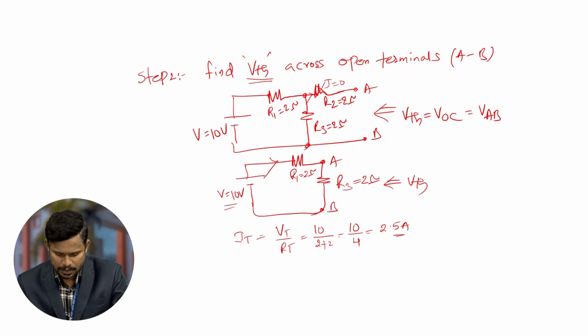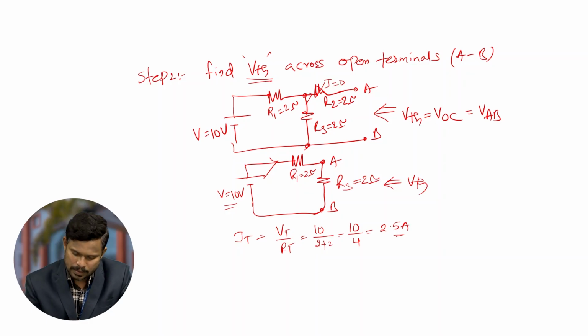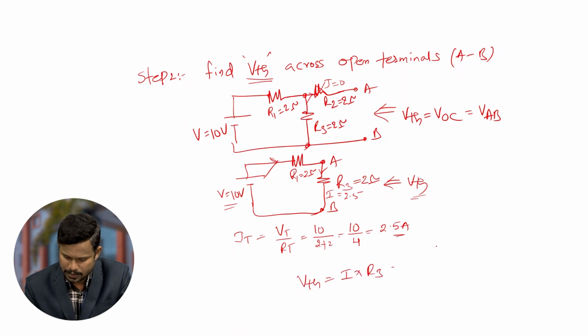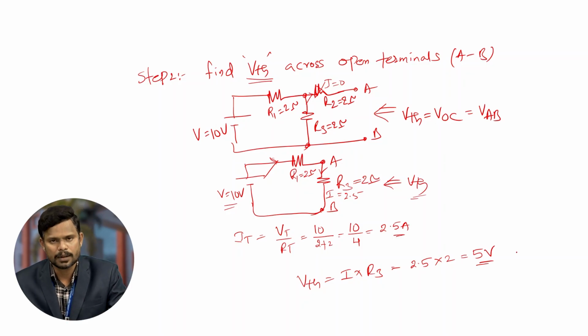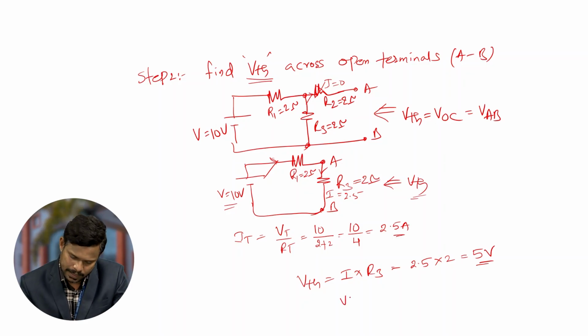So this circuit is a series circuit. In a series circuit, current is the same. There is no change in the current. So the current through the R3 resistor and current through the R1 resistor are the same. Across the R3 resistor, the current I is 2.5. So the only unknown is VTH. VTH equal to total current I into R3. I value is 2.5 into R3 is 2. So the total voltage across the open terminal is 5 volts. Then VTH equal to 5 volts. Thevenin's voltage is 5 volts.